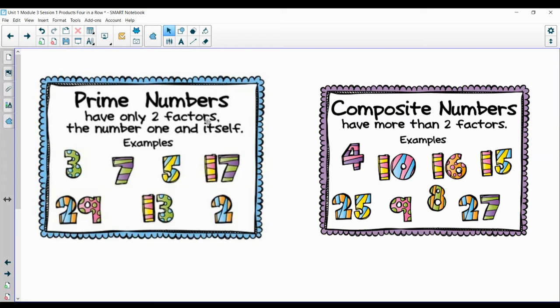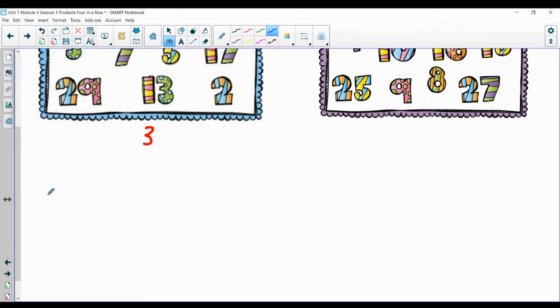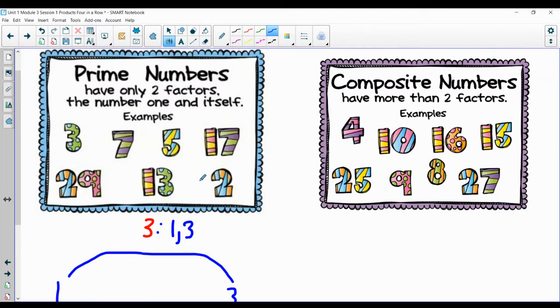Reviewing prime numbers, we worked on prime numbers that only have 2 factors, 1 and itself. So 3 is a prime number, because if I did the rainbow factors, 1, 3, there is no 2. So 3 only has 2 factors, 1 and itself. The numbers 0 and 1 are special numbers. They're neither prime nor composite.